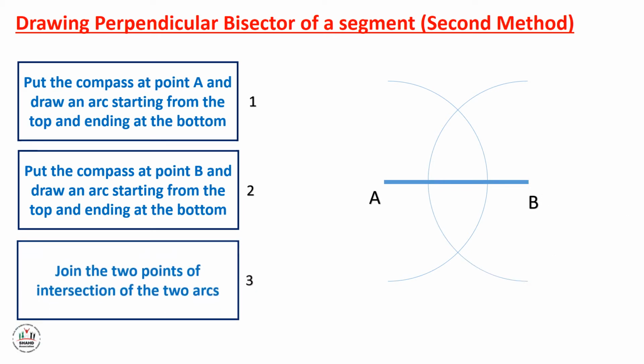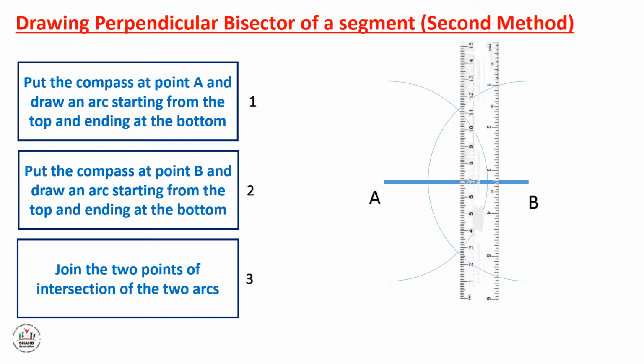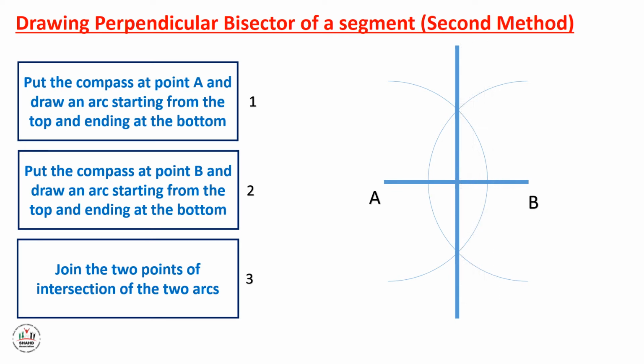Final step, you only need to join the 2 points of intersection of the two arcs, of course by using a ruler. And we got a perpendicular bisector. But you should keep in mind that the opening distance of the compass must be greater than half of the length of segment AB. Otherwise, the two arcs will not intersect. And I advise you to try this at home.